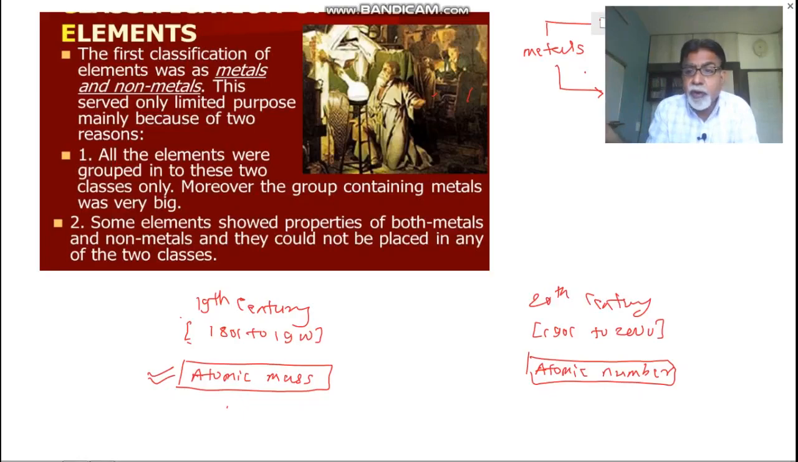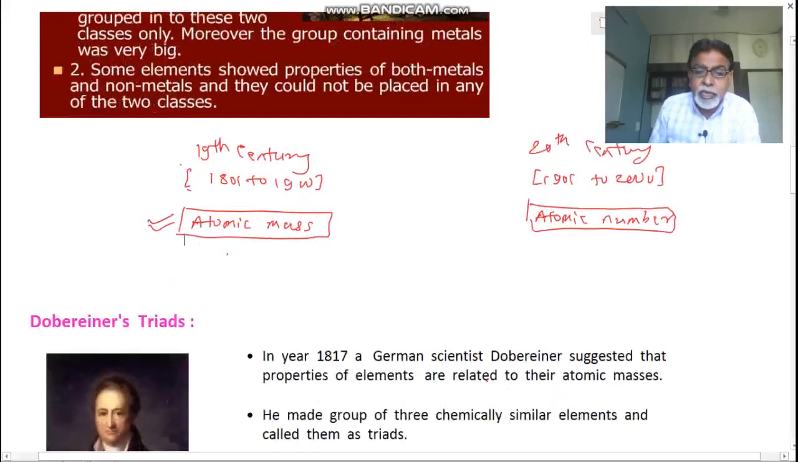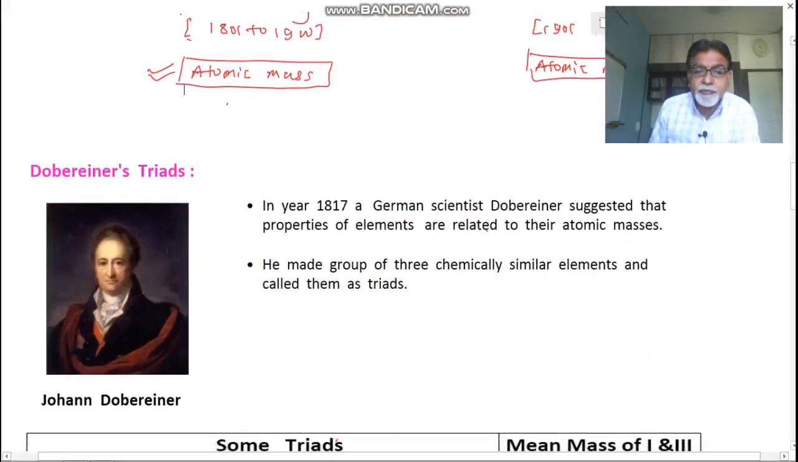And now we are correlating it with what? Atomic number in 20th century, and now we are in 21st century. So we'll discuss in that way only. So attempts made to classify elements in 19th century and in 20th century. Okay, so let's begin. Now at first look at here. In year 1817, by this year total number of elements known to us were 33 elements.